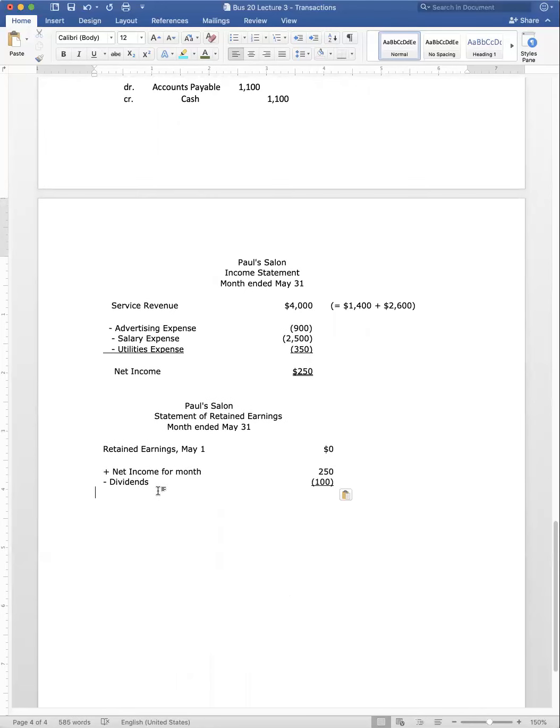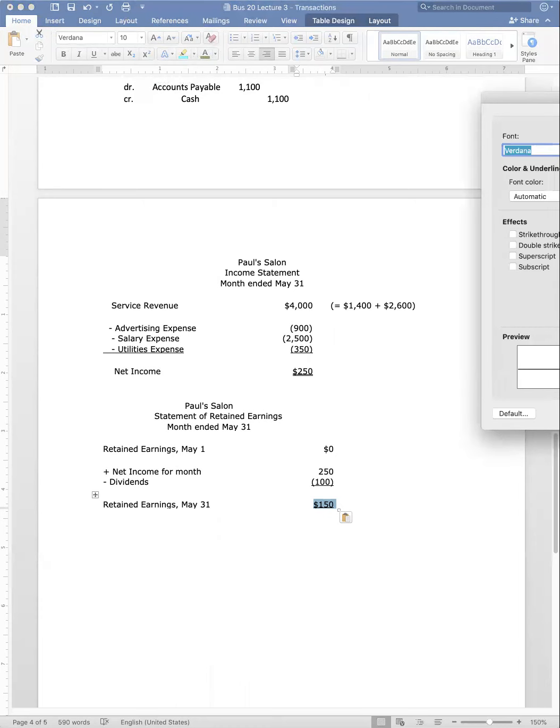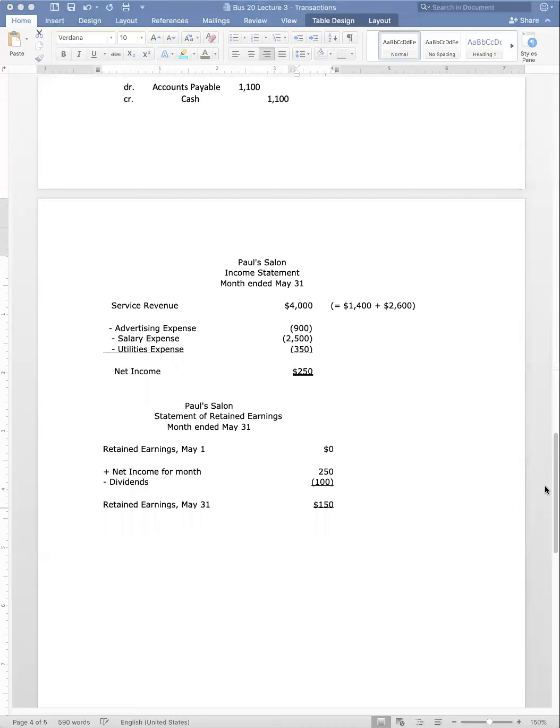All right, and then once all that's done, we add everything up and we can get our retained earnings at the end of the month on May 31st, which is $150. Okay. For some reason, my font didn't copy over, so let's just make that work. And it still doesn't like it. Oh, well, we'll leave it there. Okay, so that's our retained earnings.